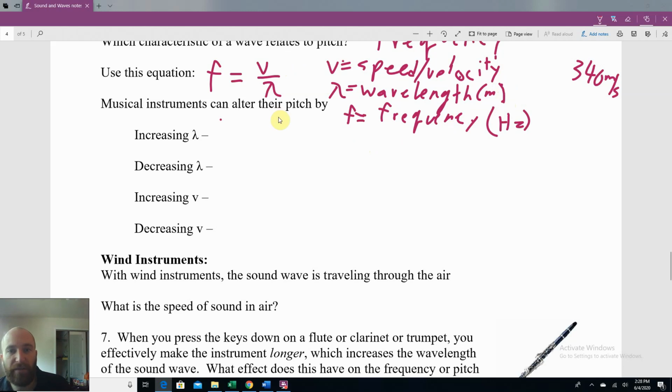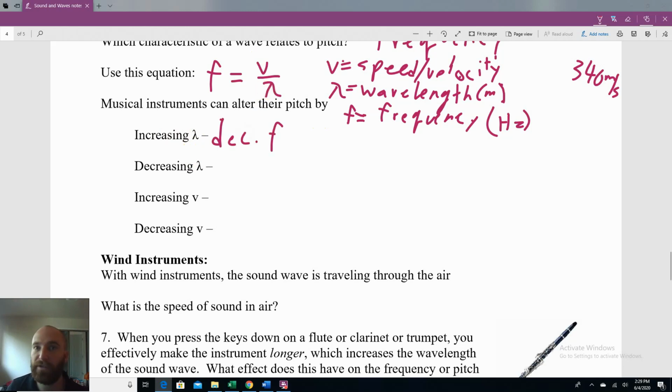By adjusting the speed of the vibrations, either in the instrument or in the air, and by adjusting the wavelength, we can change the frequency. We can make a few changes to what's going on here. We can increase or decrease the wavelength. If you're good with your math, you might recognize that increasing the wavelength, so increasing the denominator, the bottom of the fraction, would decrease the frequency.